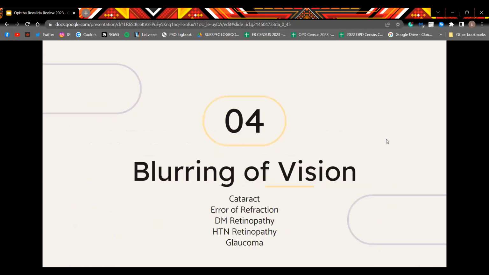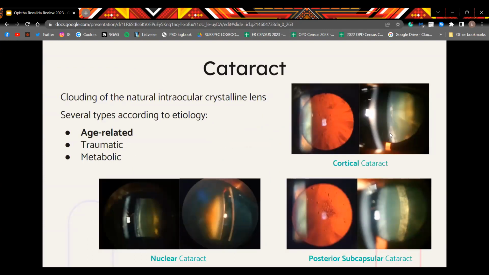Okay, so next, I'll make this fast na. Blurring of vision naman. So, ito na yung last natin. First in this topic would be cataracts. Again, so cataract would be clouding of the natural intraocular crystalline lens. And these are classified into several types according to the etiology.